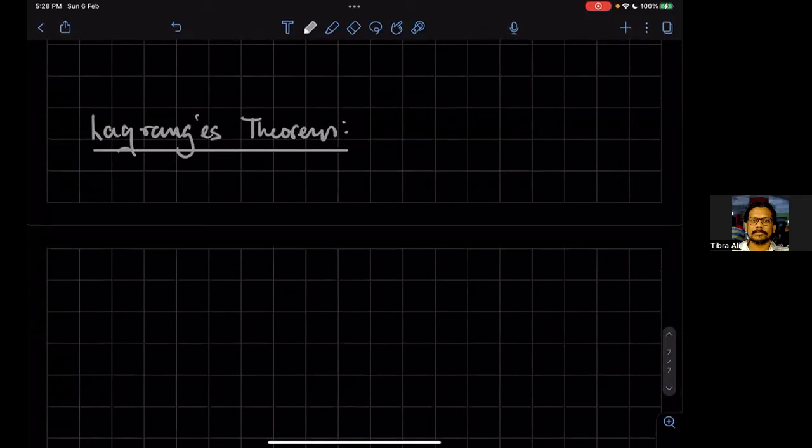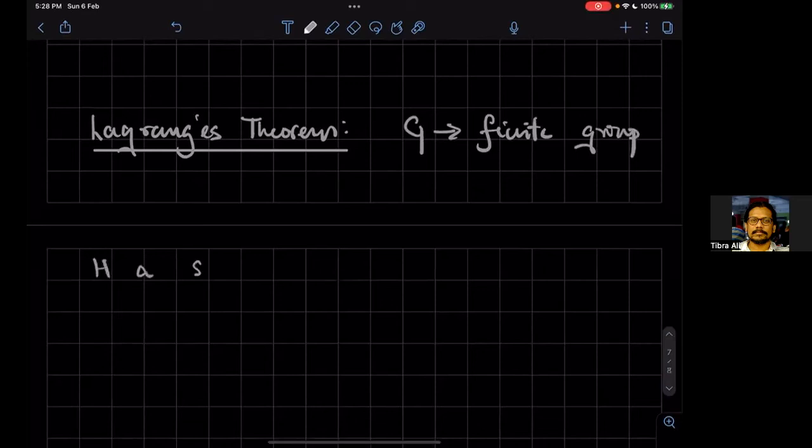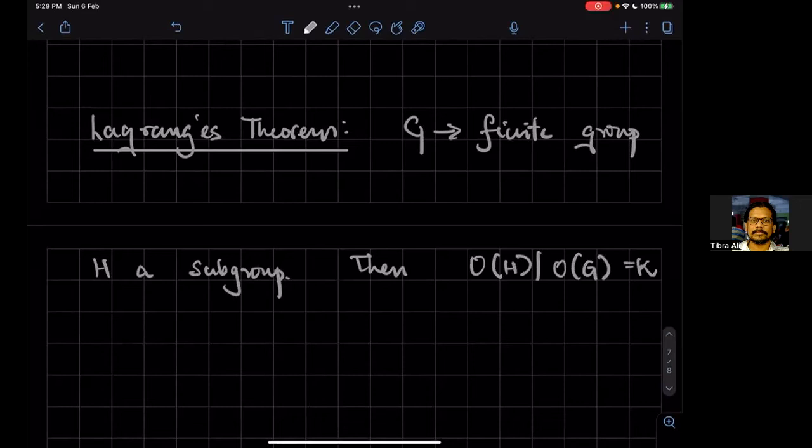So Lagrange's theorem is saying that suppose we have a finite group G, and H is a subgroup, then the order of H divides the order of G. That is, the order of G is K times the order of H, where K is a positive non-zero integer. Okay? So this is Lagrange's theorem.